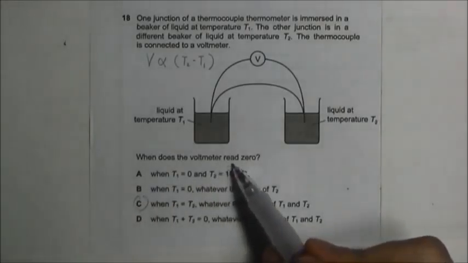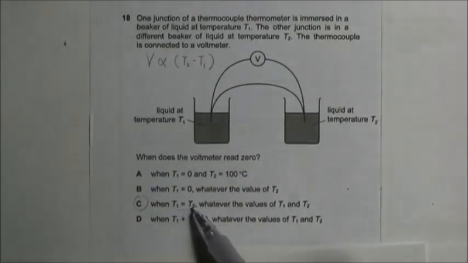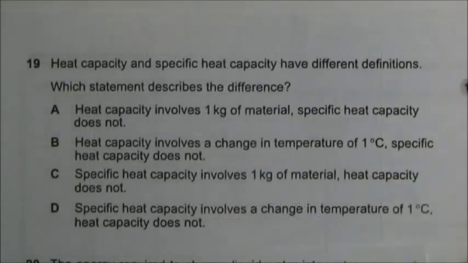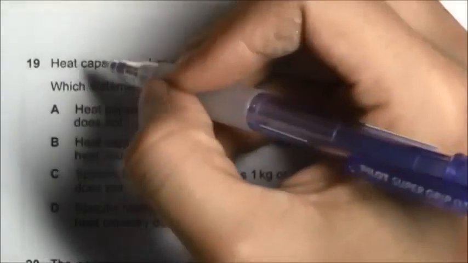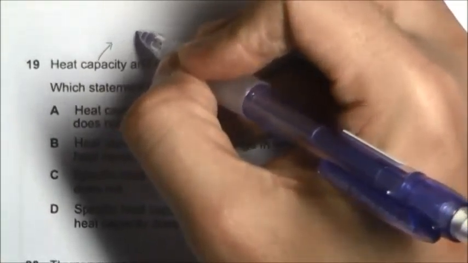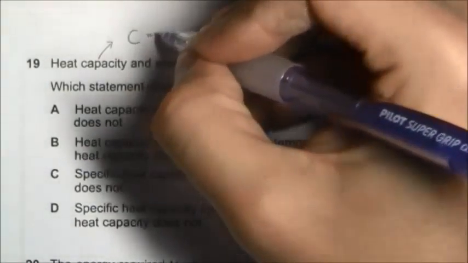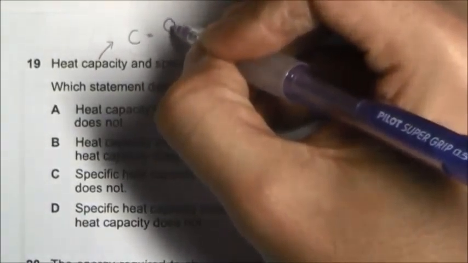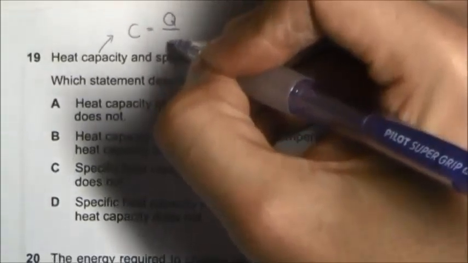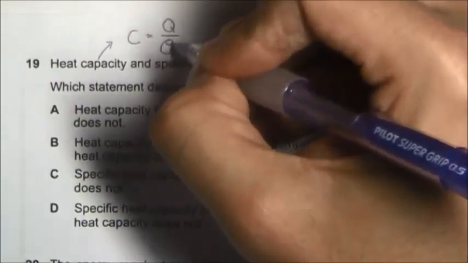The voltmeter will read 0 when T1 is equal to T2. That is when there is no temperature difference. Heat capacity, represented by capital letter C, refers to the amount of heat required to raise the temperature of an object by 1 degree Celsius. So the formula is Q, which represents the amount of heat energy, divided by the increase in temperature, theta.